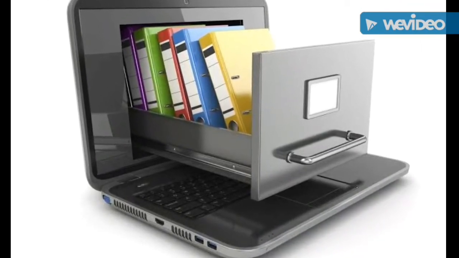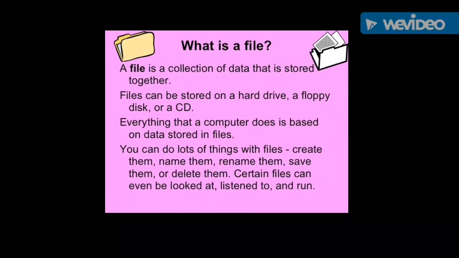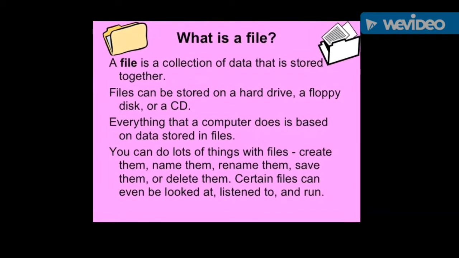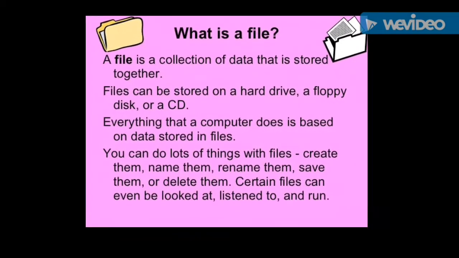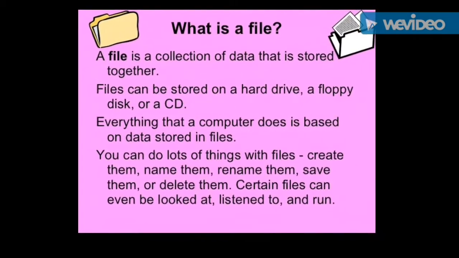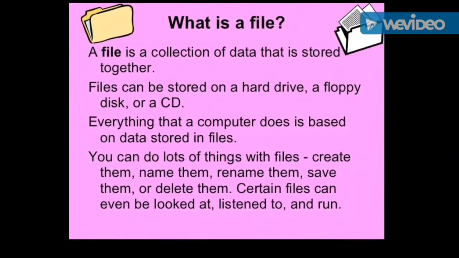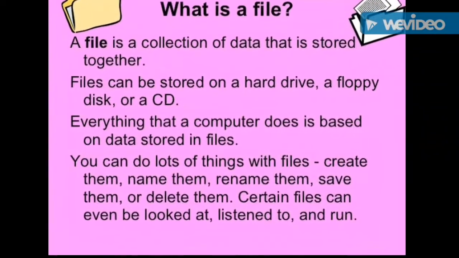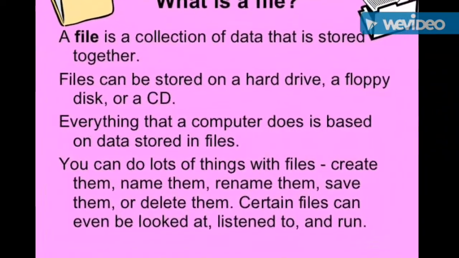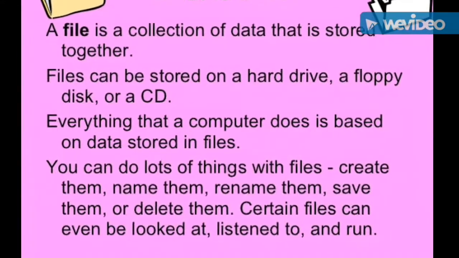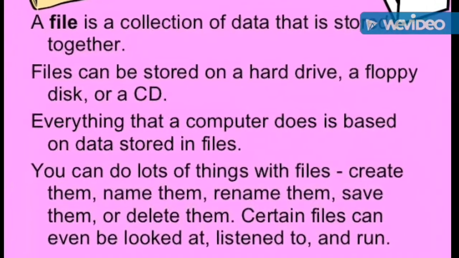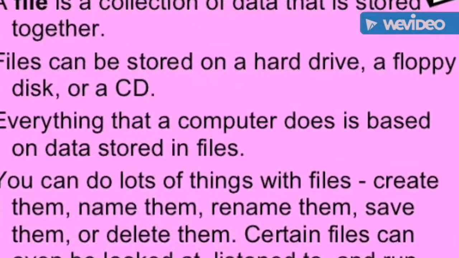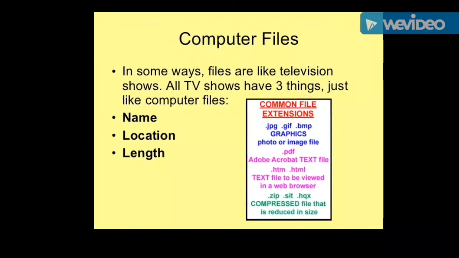Children, will you reply? Okay, so let's discuss what is a file. A file is a collection of data that is stored together. A file can be stored on a hard drive, a floppy disk or CD, that is secondary storage. Everything that a computer does is based on data stored in files. You can do lots of things with files like create them, name them, rename them, save them or delete them. Certain files can be changed also.